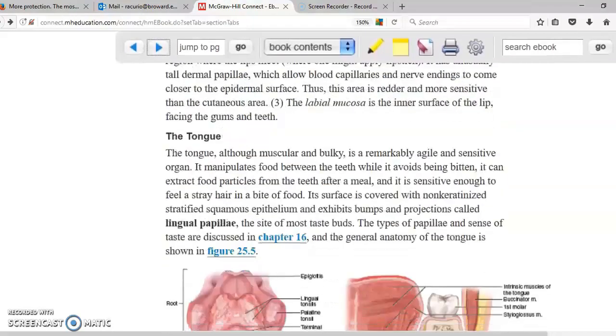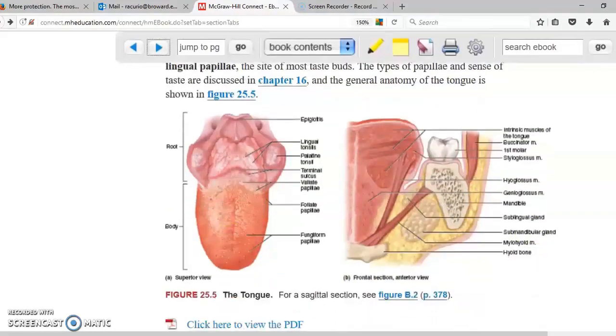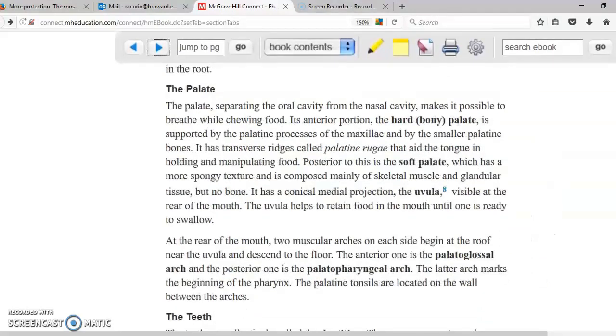And then the tongue is mainly formed of muscles. If you look at the tongue, the surface of the tongue has a lot of papillae. Inside the papillae, you have the taste buds. Functions: taste, talk.